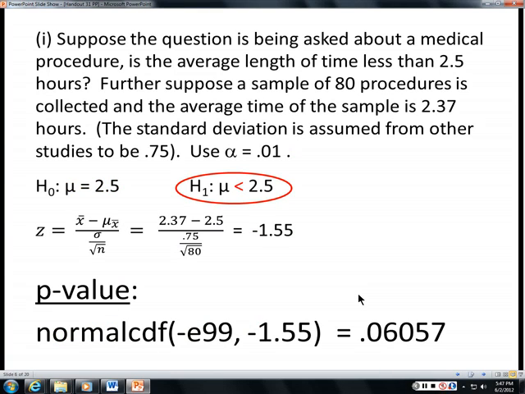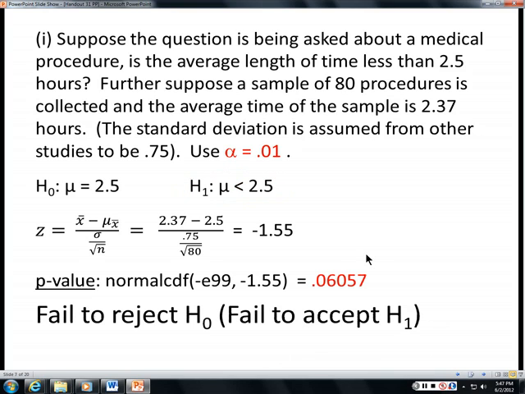Now, the next thing to consider is our p-value, or calculate our p-value. And in this problem, since we're doing a left-tailed test, our p-value is the area to the left of the test statistic. So that comes out 0.06057. And then we have to compare that to our alpha, and anytime our p-value is larger than our alpha, we're going to fail to reject the null and fail to accept the alternative.